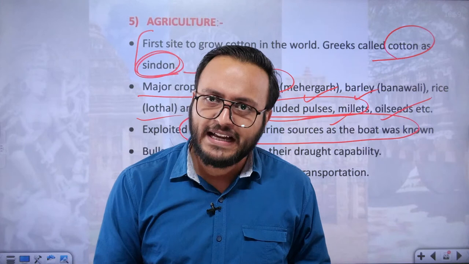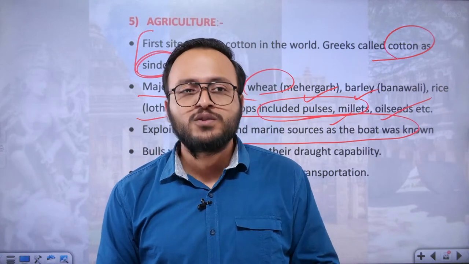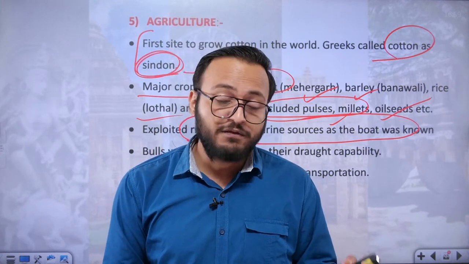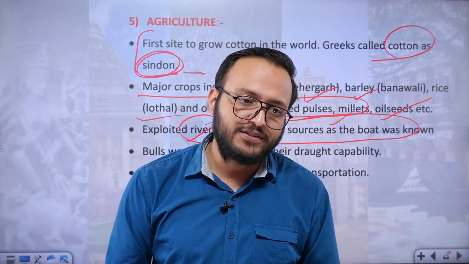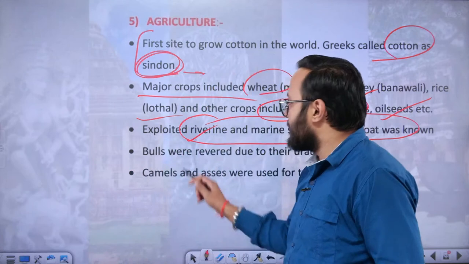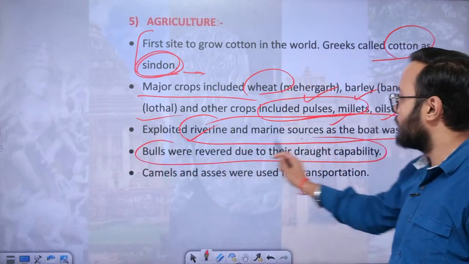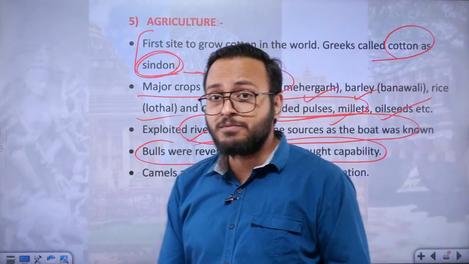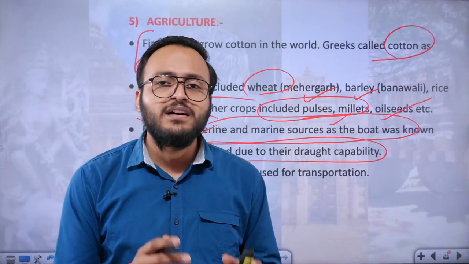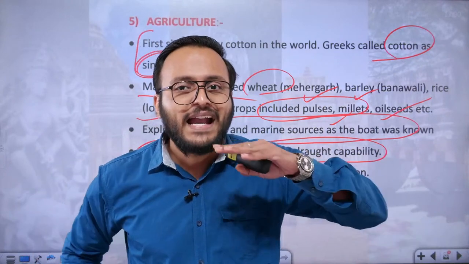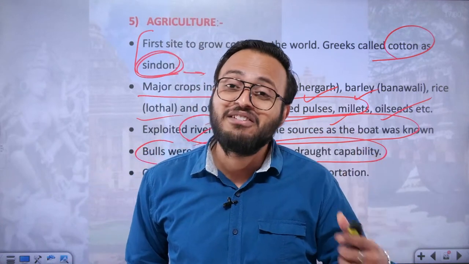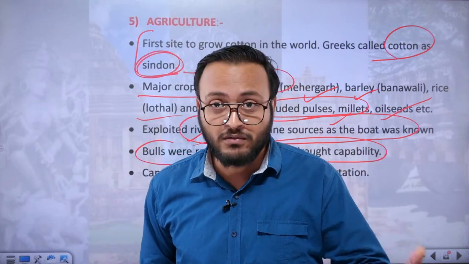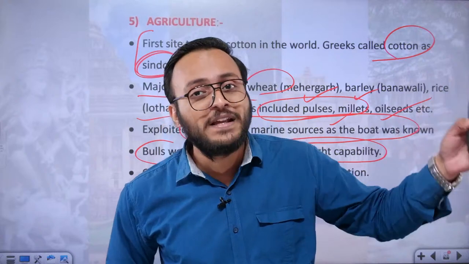Recovered from the riverside. And the seaside also facilitated the use of the ship to catch the fish, etc. Right? Similarly, the bulls were revered. Bulls were respected, worshipped, because they founded the entire transportation industry on their back.